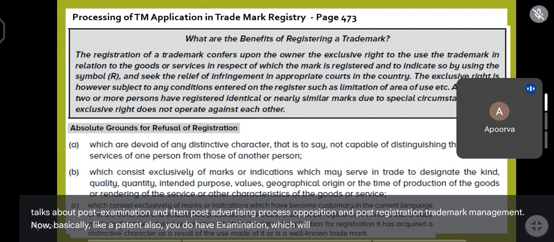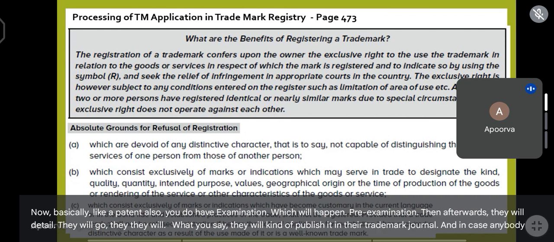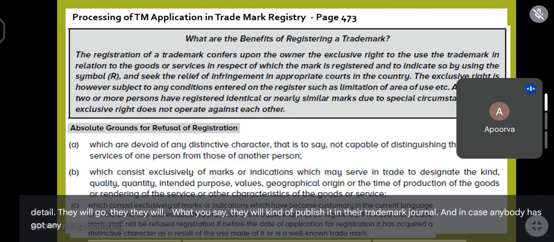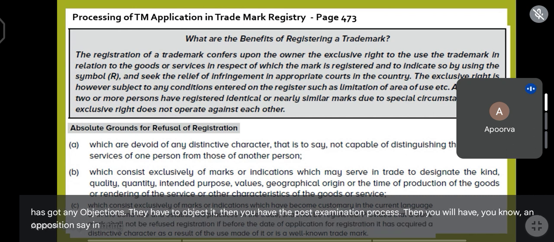Now, basically, like a patent also, you do have examination, which will happen pre-examination. Then afterwards, they will publish it in their trademark journal, and in case anybody has any objections, they have to object. Then you have the post-examination process. Then you will have an opposition. In case someone opposes, the reasons for opposition from both parties will be heard.